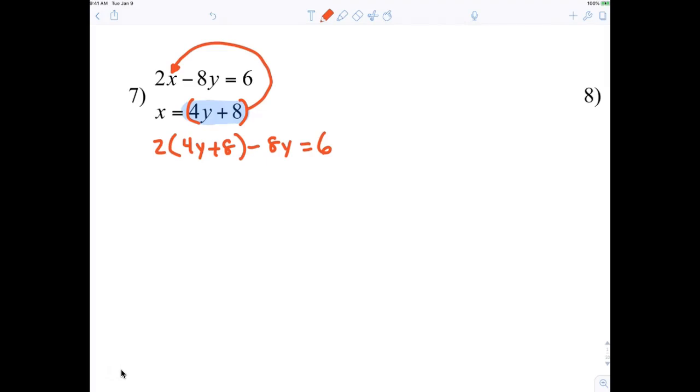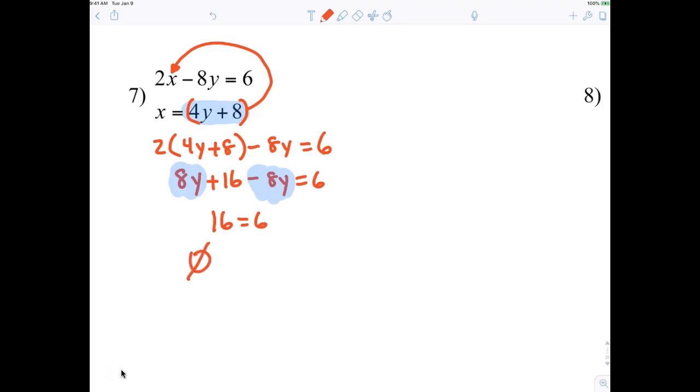Now here's the time where I really need you to speak up if you're not sure about what I'm doing. It's much better for me to correct now than correct when I'm 5 problems down. Anybody have any issue with that? So now we're distributing: 8y plus 16 minus 8y equals 6. What happens to 8y and minus 8y? Yeah, they cancel out. So Sebastian, what happens? 16 equals 6. That is obviously false. So he is correct. There is no solution.